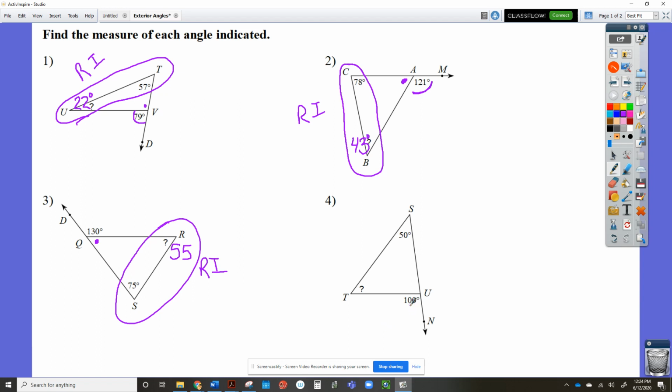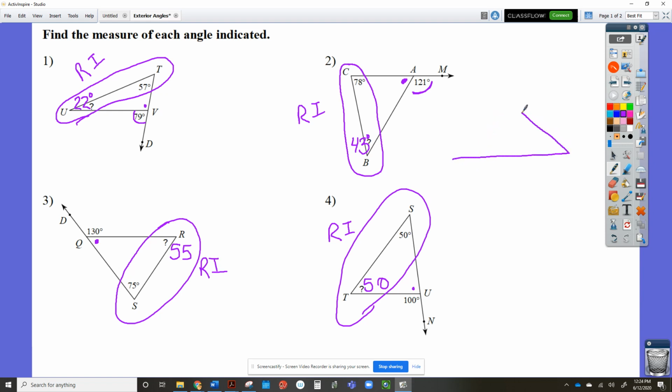And last one, exterior angle is here, adjacent interior angle is there. So these two are your remote interior angles. 50 plus what will give you 100? I don't even need my calculator for that one. That would be 50.